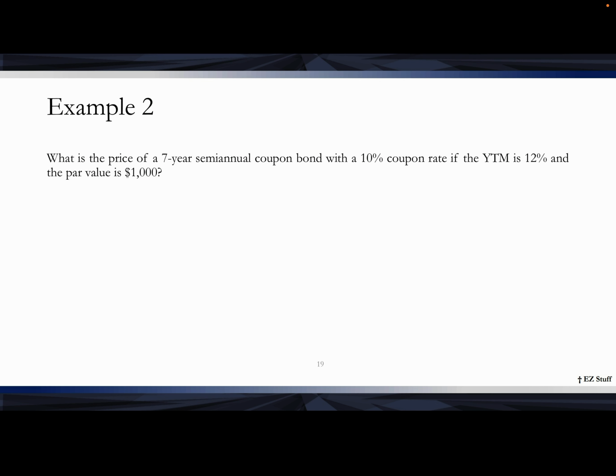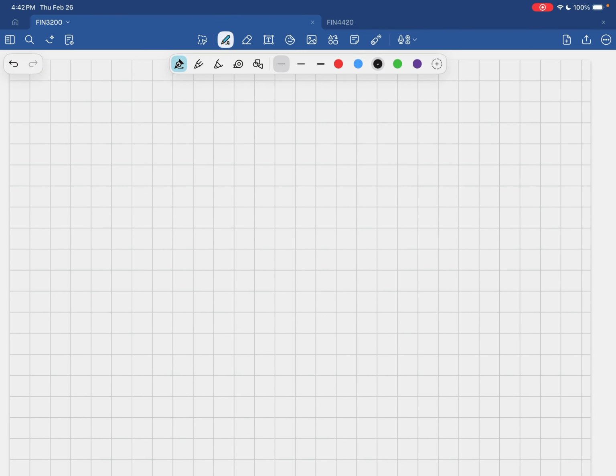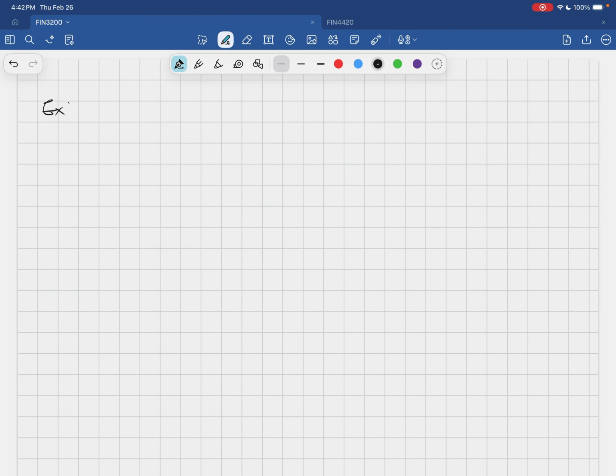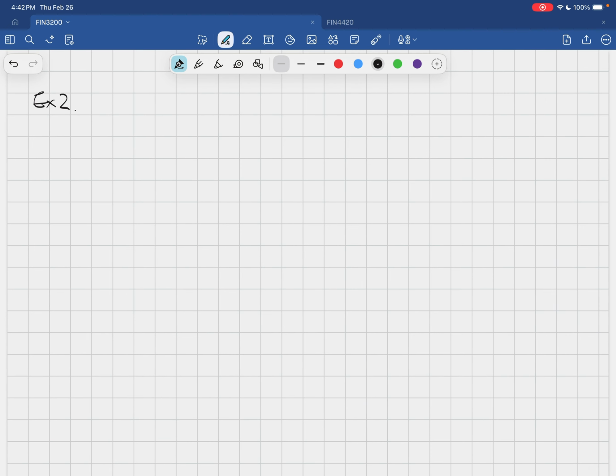Okay. So we'll do example 2. So I'll first put in the details. So we have a coupon rate of 10%. We know that it's a semi-annual coupon bond. So we know the M in the formula is 2. M represents the frequency of compounding. Whenever it's semi-annual, M is 2. Okay? And then we know the YTM is 12%.